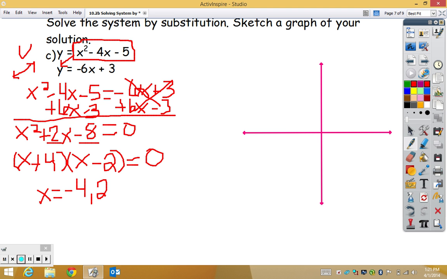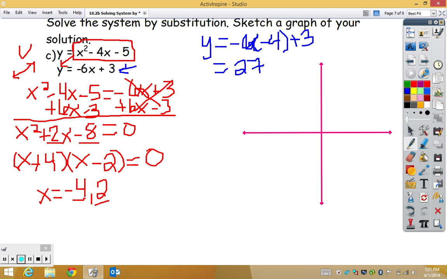Remember, we do the opposite. So notice I have two solutions, which means there are 2 points of intersection. So from here, I need to plug in twice. I'm going to plug into the linear one because it's a lot simpler. So first I'm going to do negative 4. So y equals negative 6 times negative 4 plus 3. Negative 6 times negative 4 is 24 plus 3, which is 27. So one point of intersection is (-4, 27).